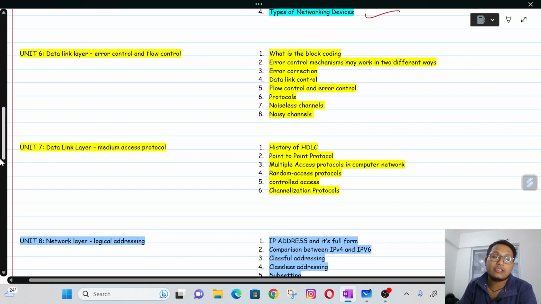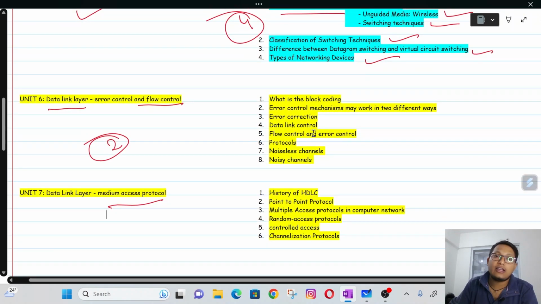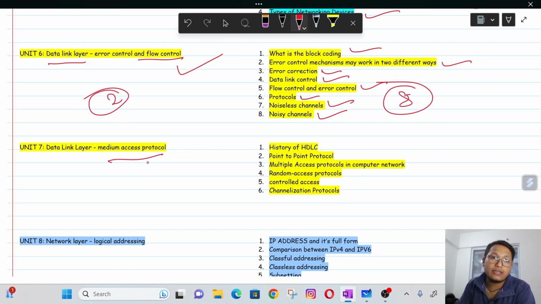And next we went to the 6th unit of the subject. There are 2 units about the data link layer. The first one is unit 6. It is all about error control and flow control. In the 7th unit, the medium access protocol of the data link layer is explained. So in the 6th unit, there are 8 subtopics, which are: what is block coding? Error control mechanism may work in 2 different ways: error correction, data link control, flow control and error control, protocols, noiseless channels, noisy channels. In the 7th unit, it's all about the data link layer media access protocol.